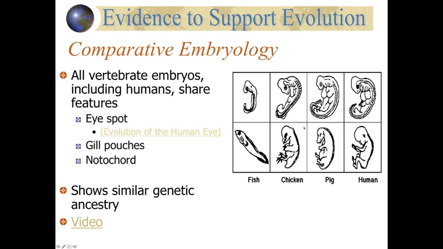Now, the big idea, the key idea here: comparative embryology sees similarities between diverse embryos because all of these embryos share genetic ancestry. They share a common ancestor. And that's going to be a very common theme as we go through this presentation. The common ancestor of all of these organisms had these characteristics as well, and that's why we continue to see them in our embryos, even though as we develop, we lose some of those characteristics.